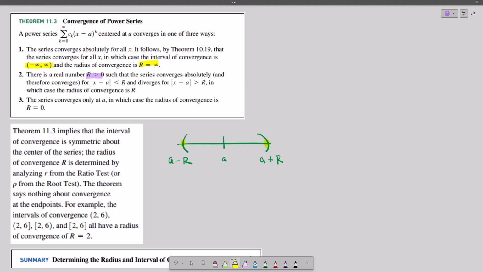And then another kind of boring case is this one.